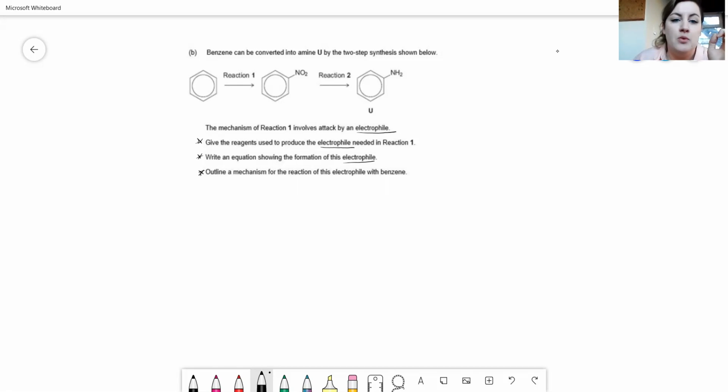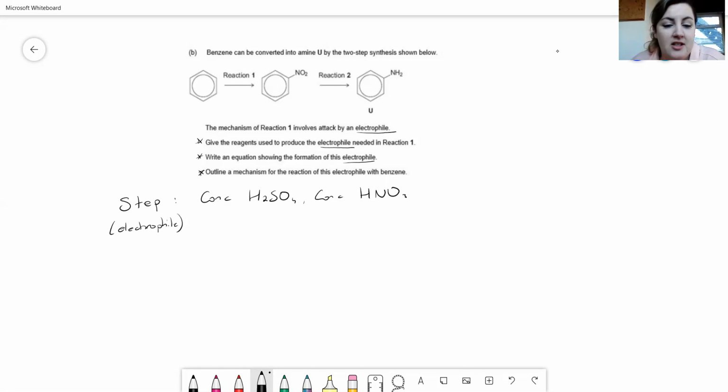How we do that is we react concentrated sulfuric acid and concentrated nitric acid together, okay? So essentially what we have to do is a step, first of all, to obtain the electrophile. This step is actually made up of two parts. The first one is that we're just going to react these two together. I've already got my mark there, one mark for this, one mark for this. Beautiful, I've given the reagents.